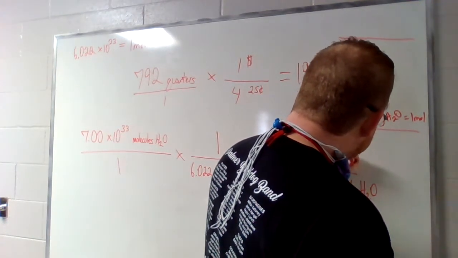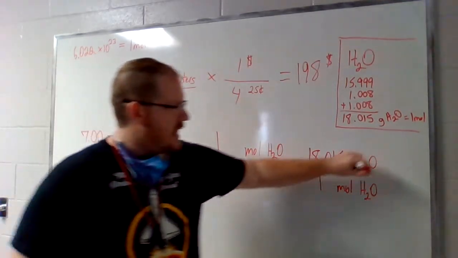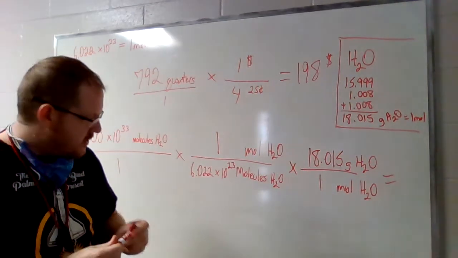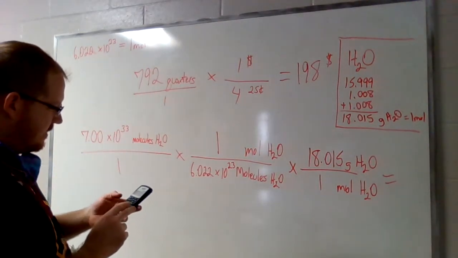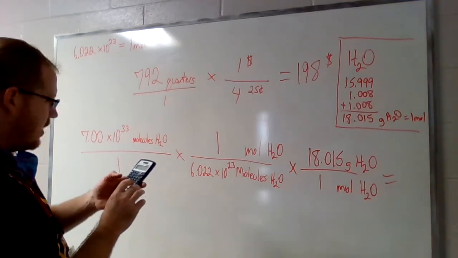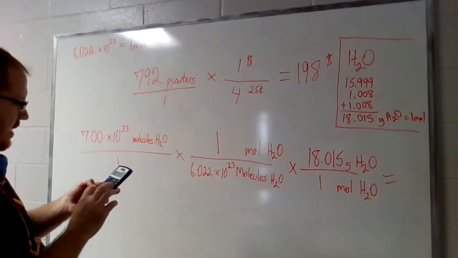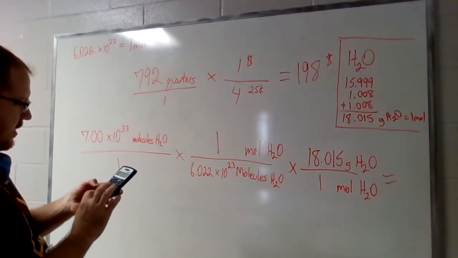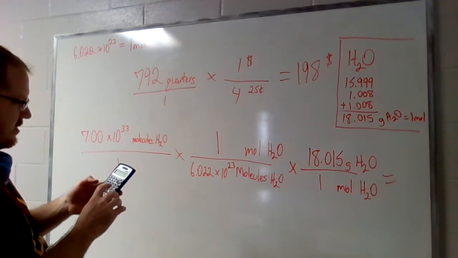18.015 grams of H2O. And so now I have my problem set up. The only thing I need to do is the math, which is pretty easy. I just put it in the calculator. Well, it's not easy, but putting stuff in the calculator is easy. So I start with my first number, 7.00 times 10 to the 33rd power.